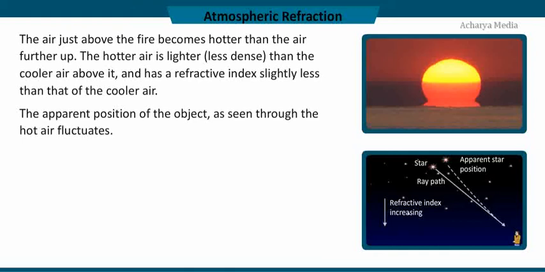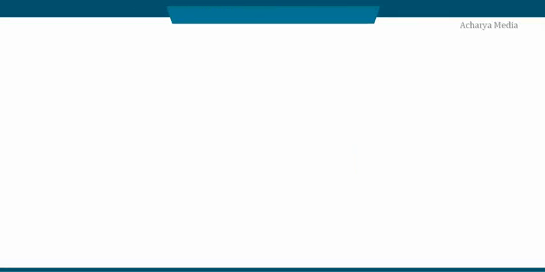This wavering is thus an effect of atmospheric refraction, which is refraction of light by the Earth's atmosphere on a small scale in our local environment. The twinkling of stars is a similar phenomenon on a much larger scale.